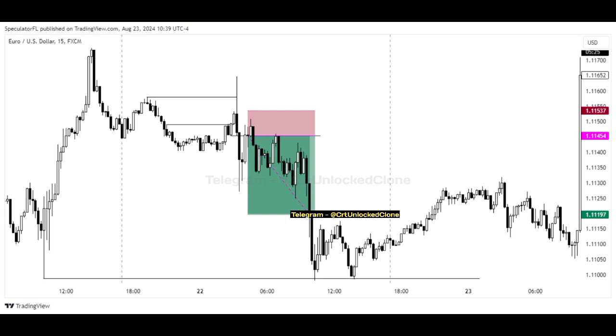And then on the 15-minute time frame, you can see that I took my entry here, right, at this model 1 setup, at this entry model, and that was it. That was the trade breakdown.